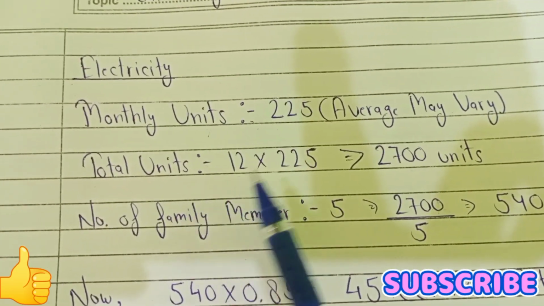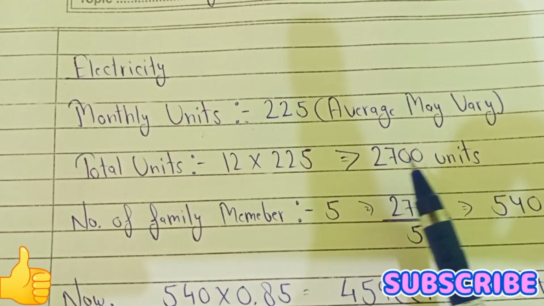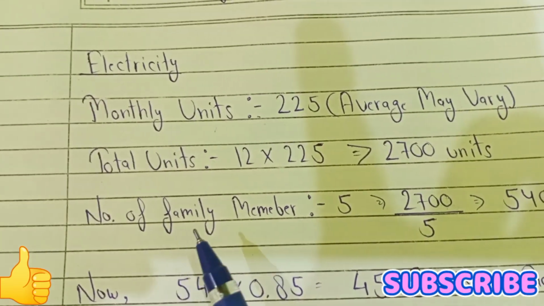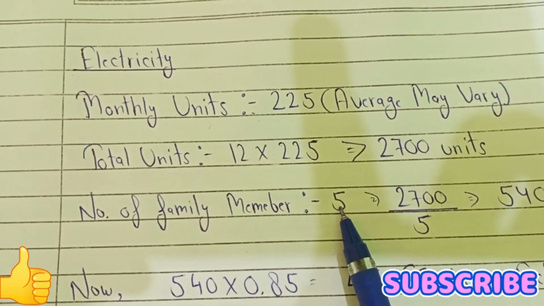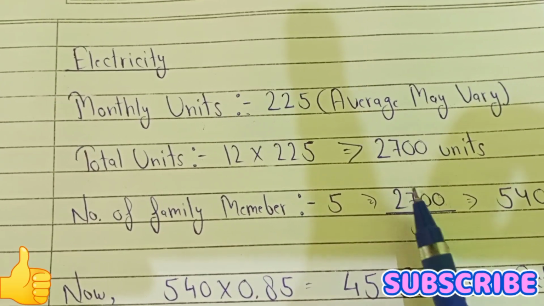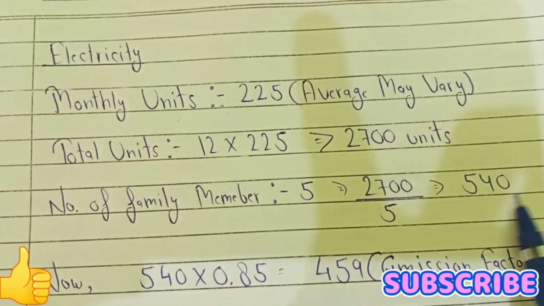Okay, total units will be 12 into 2 to 5 yearly, that will be your 2700 units. Now I will divide this value by the number of family members. I have 5 family members. So I will divide this number by the number of family members, and I will get 540.